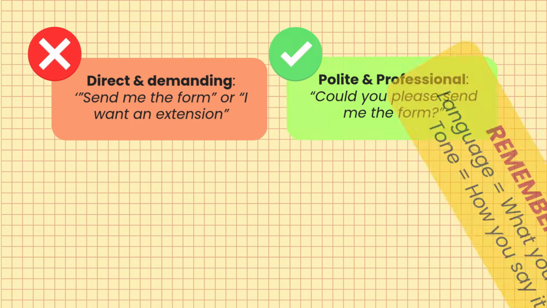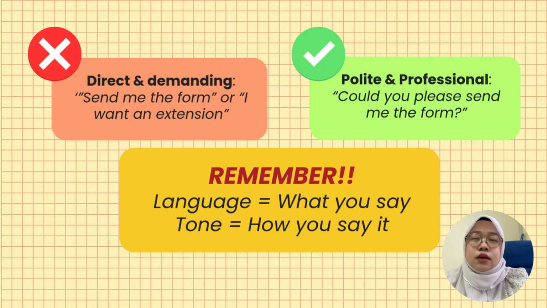So take a look at this quick contrast. Instead of saying, send me the form, which is too direct, you could say, could you please send me the form? Instead of give me more information, you could replace it with, could you please provide more information? And the last one, instead of writing, I need the document today, which I would say sounds a bit rude, you could write, I would appreciate it if you could send me the document today.